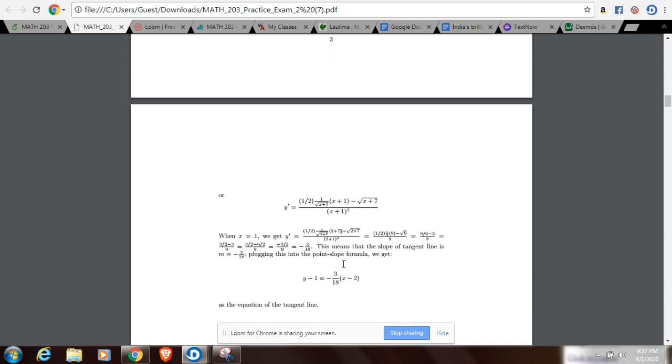Next step, we just have to plug in x equal to 2. What do we get? 1/2 times 1 over square root of 2 plus 7 times, okay, that actually should have been 2 plus 1, which is 3. I'm sorry, there was a slight error there. That should have been 1/2 times 1 over 3 times 3, which is 3/2 minus 1, over the denominator squared, 9. So this is incorrect, I'll update that shortly. Working it out, the slope is 1/2 over 9, which is 1/18, so y minus 1 is equal to that slope times x minus 2.